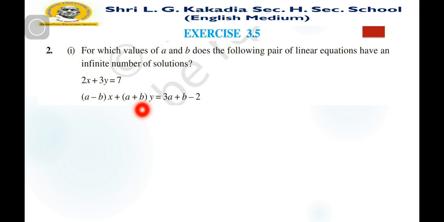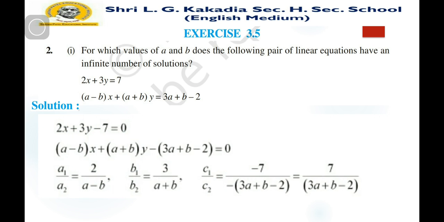As you can see, given 2x plus 3y is equal to 7, and (a minus b) into x plus (a plus b) into y is equal to 3a plus b minus 2. First we have to write these two equations in standard form. So first we write 2x plus 3y minus 7 is equal to 0. We take all the terms to one side, and then we get (a minus b)x plus (a plus b)y minus (3a plus b minus 2) is equal to 0.